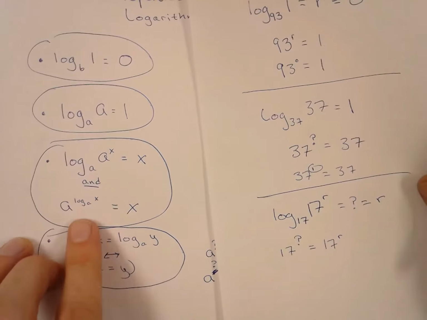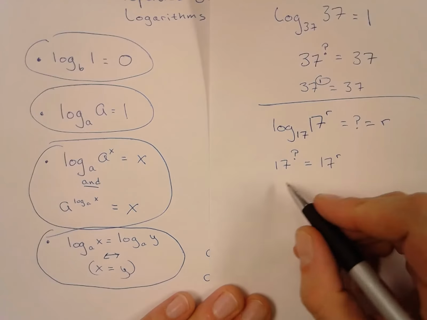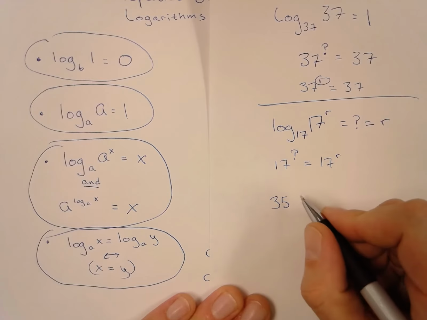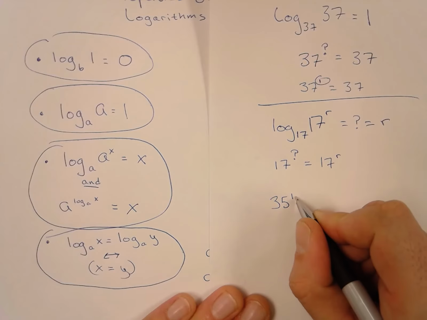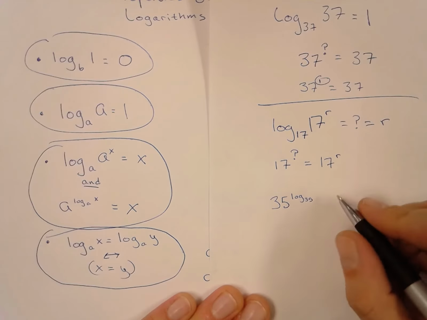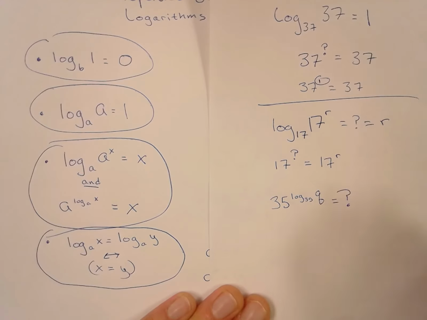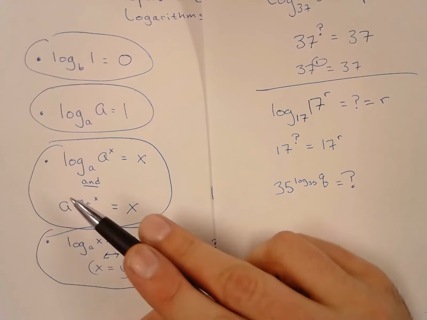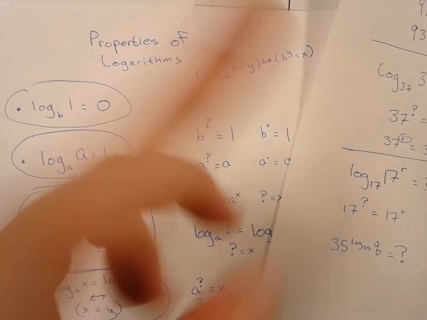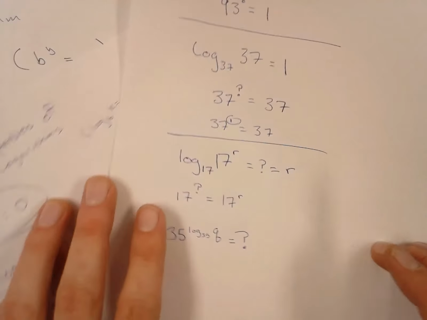And we actually have this other version of basically the same inverse property here. Let me choose some other random number, 35 raised to the power of log base 35 of Q equals question mark. I forgot this property, but I remember my definition, so I will apply my definition and derive the result.